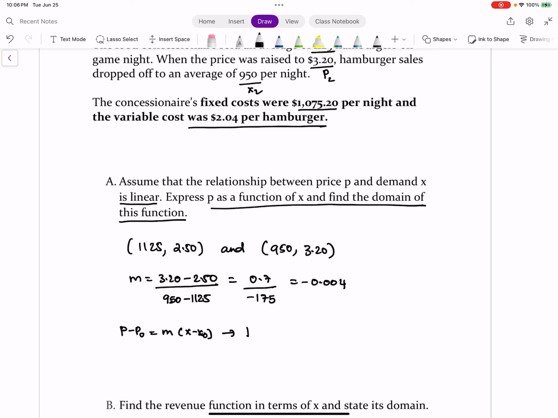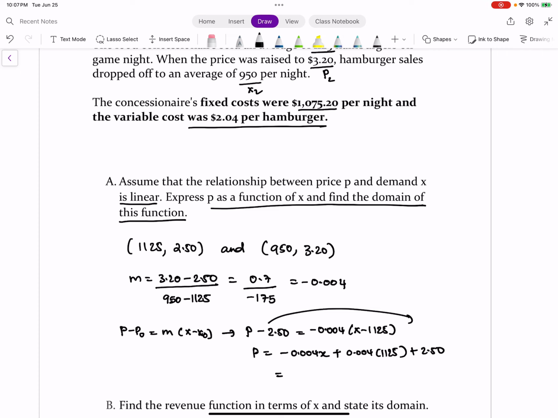So let's find it: p naught is 2.50. The slope is negative 0.004. Remember, demand and price are inversely related. That's why the slope is negative. x minus 1125. So P is equal to negative 0.004x plus, distributing, 0.004 times 1125. And when you bring it here, it becomes 2.50. So this becomes the price demand relation for this one.